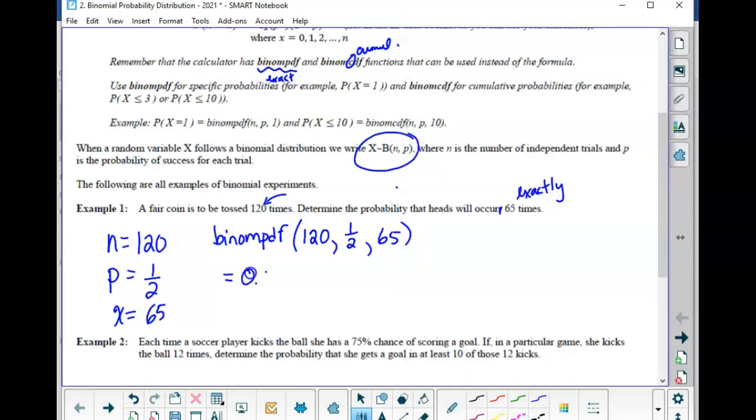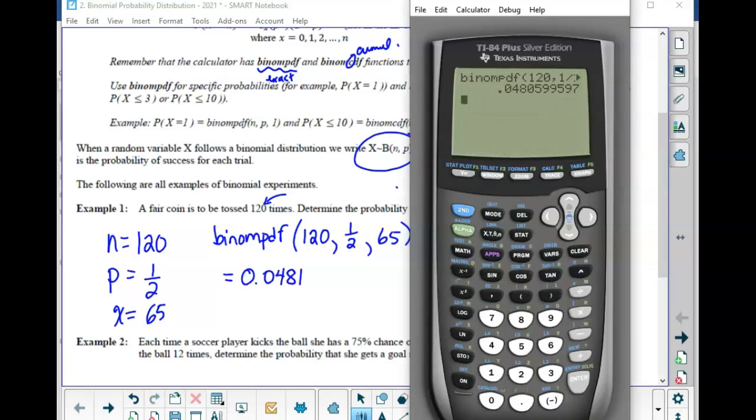So we'll get 0.0481. So that doesn't count as a digit. We'll do 3 digits afterwards.